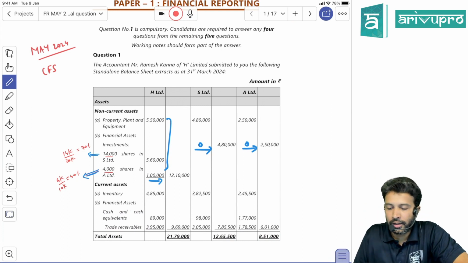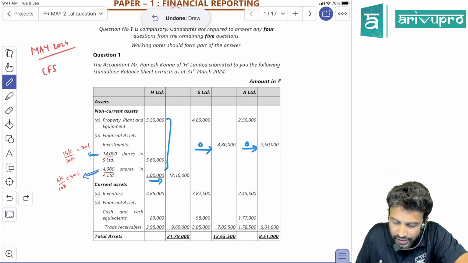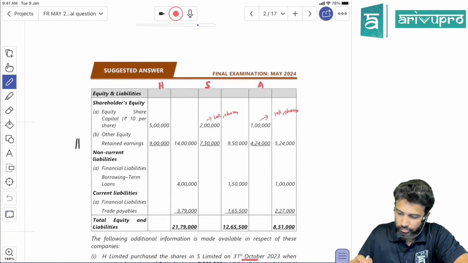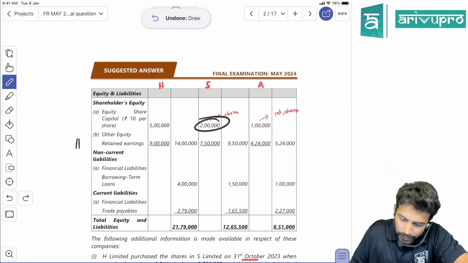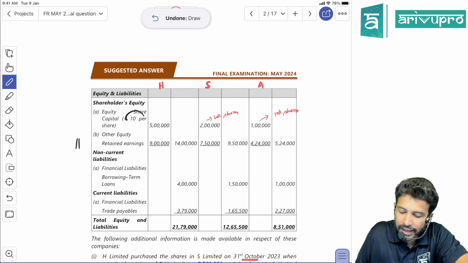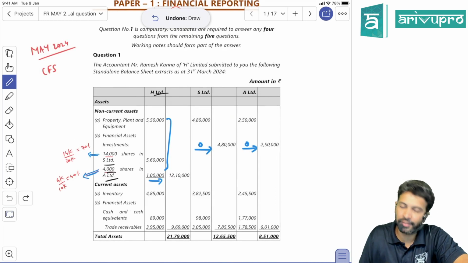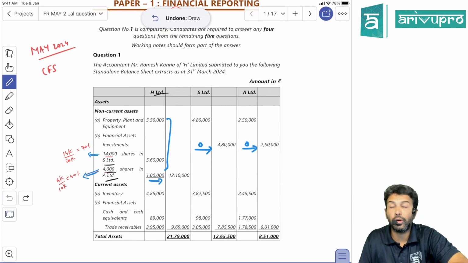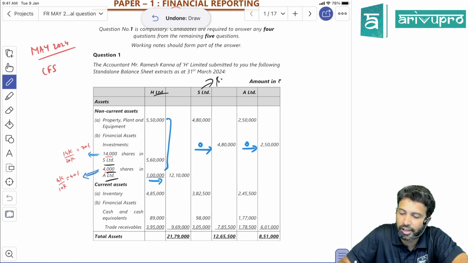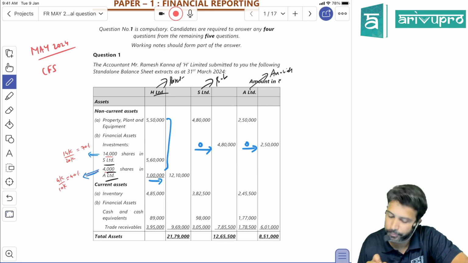So they have given the balance sheets of the three companies. They have given investments: 14,000 shares in S, and 4,000 shares in A. If you look at the next page, S Limited's total share capital is 2 lakh, and each share's face value is 10, so they have 20,000 shares. A Limited's share capital is 1 lakh and each share's face value is 10, so they have 10,000 shares. Out of 20,000, H owns 14,000, so the shareholding percentage is 70%. And out of 10,000, the parent owns 4,000, so the shareholding percentage in A Limited is 40%. So S is our subsidiary company, A is our associate company, and H Limited is the parent company over here.